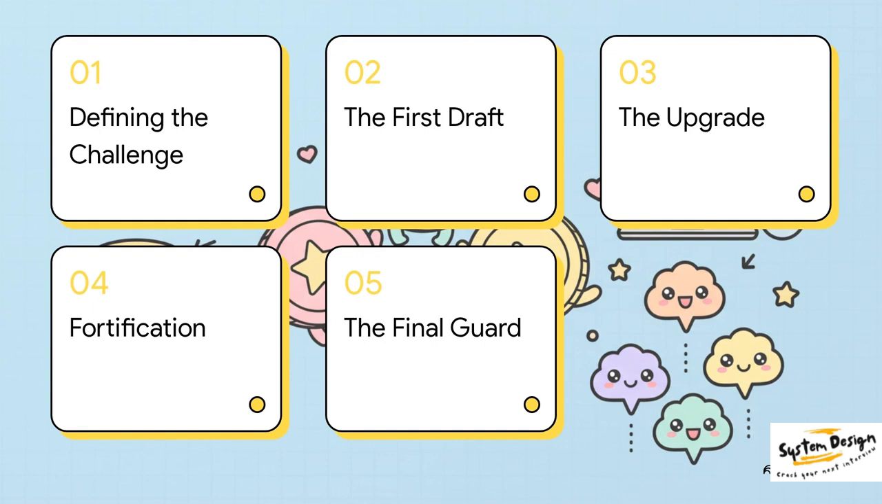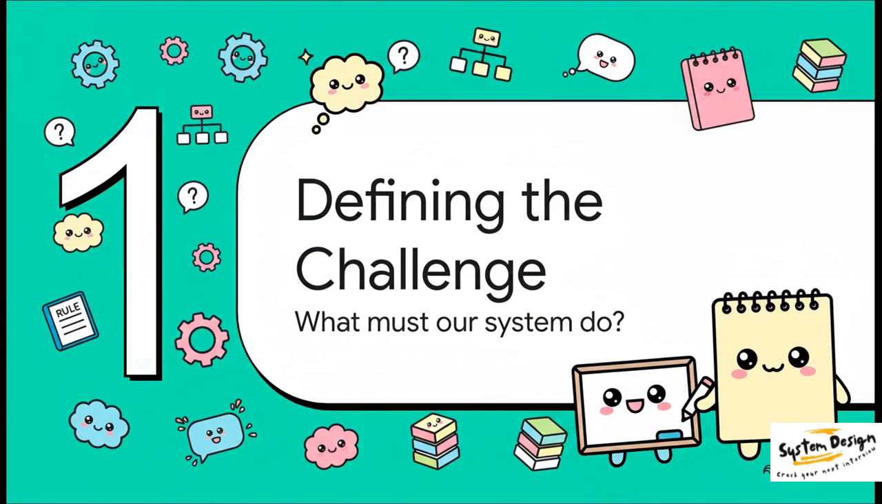All right, here's the journey we're about to take. First, we're going to define the challenge. Then, we'll build a really simple first draft, and we'll see why it has a critical flaw. From there, we'll upgrade it for some serious speed, fortify it against failure, and finally, add one last layer of defense to outsmart all those pesky bots. Let's get started.